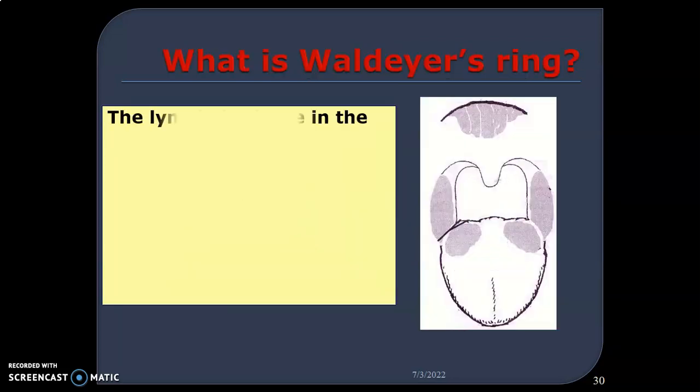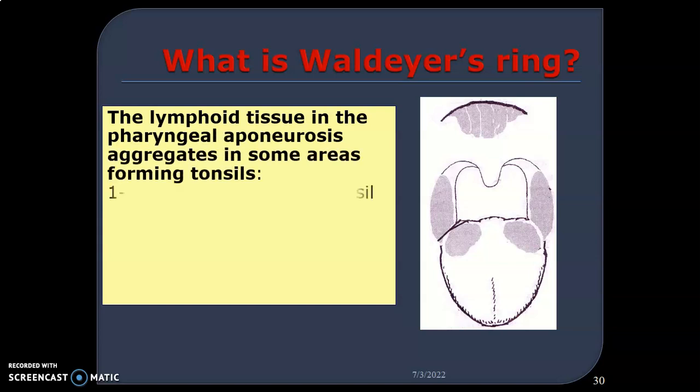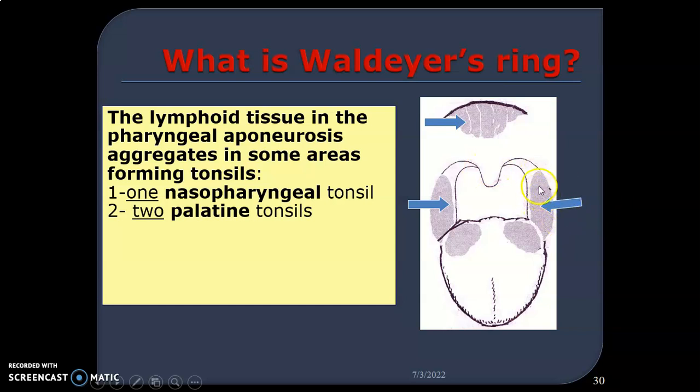So what is the Waldeyer's ring? This is what I was trying to describe. It's a group of lymphoid tissue at the pharyngeal aponeurosis, and they form what you call the tonsils. At the back, you have the nasopharyngeal tonsils, which you call the adenoid tonsils. Then you have palatine tonsils that lie in the palatine bed made up of palatoglossus anteriorly and palatopharyngeus posteriorly. And then at the tongue, you have lingual tonsils in the posterior third of the tongue. These form what you call the Waldeyer's ring. We also have tubal tonsils around the eustachian tube at the side here.